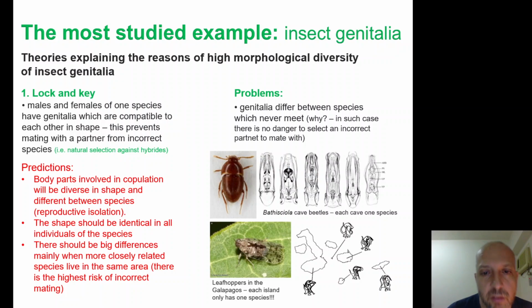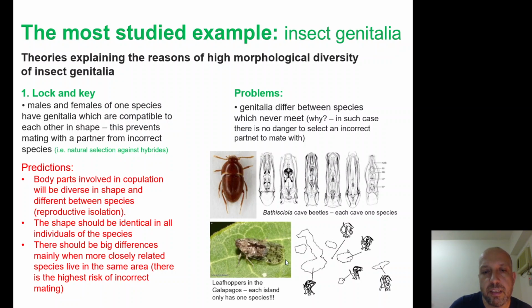Even more, theoretically, if the function of the shape of genitalia is preventing the incorrect mating, then if we have species which never meet another species, there should not be any morphological diversity, right? Because there's no reason for that. Still, if we, for example, have the cave beetles, beetles living in caves, they are known that each cave system is only inhabited by one beetle. So they never meet, and still if you check their genitalia, they are different.